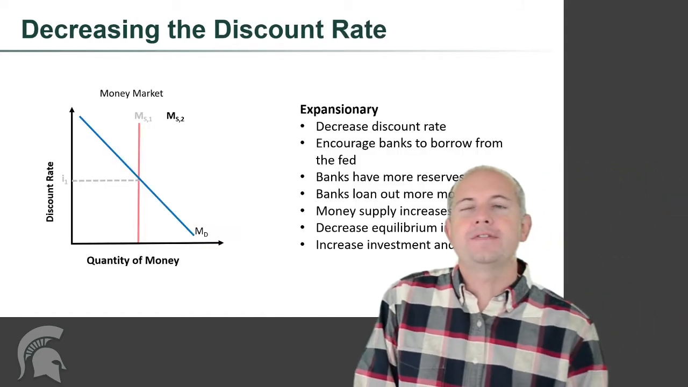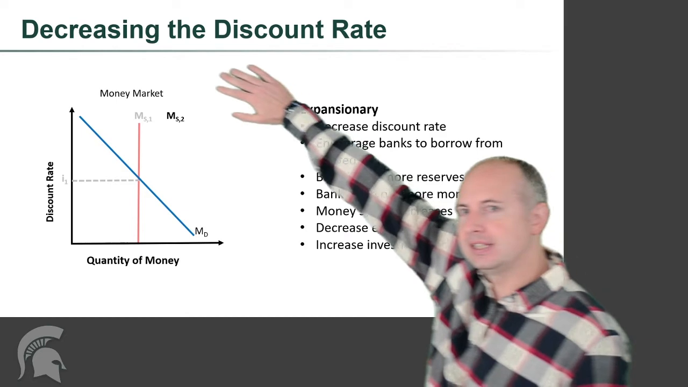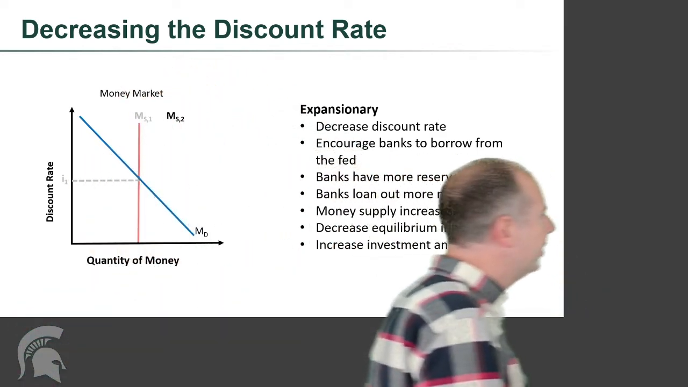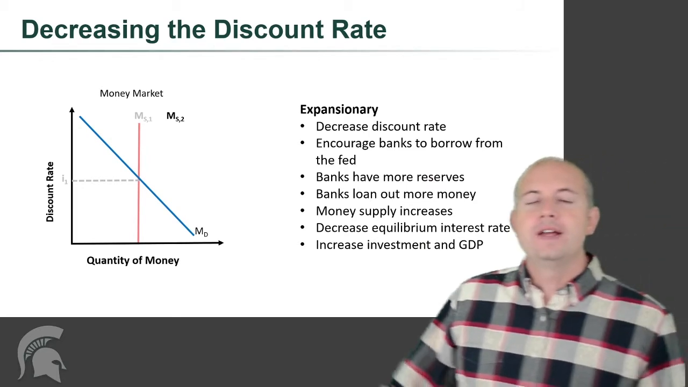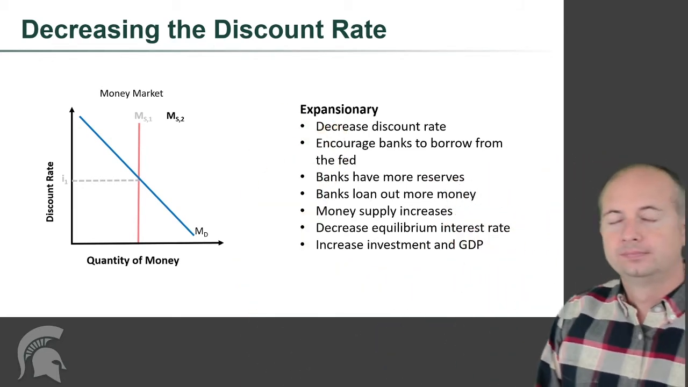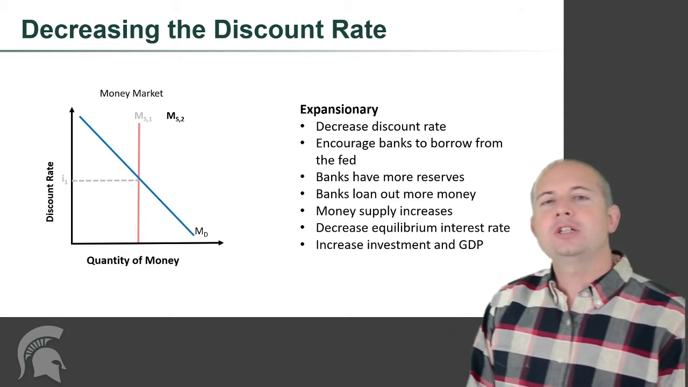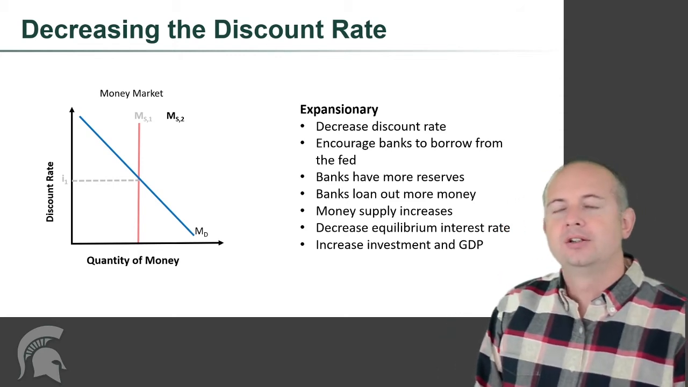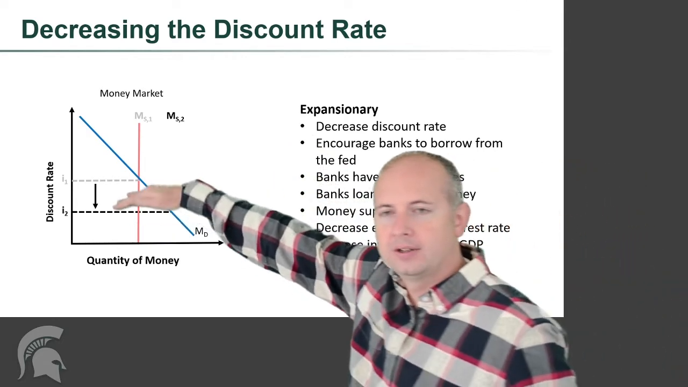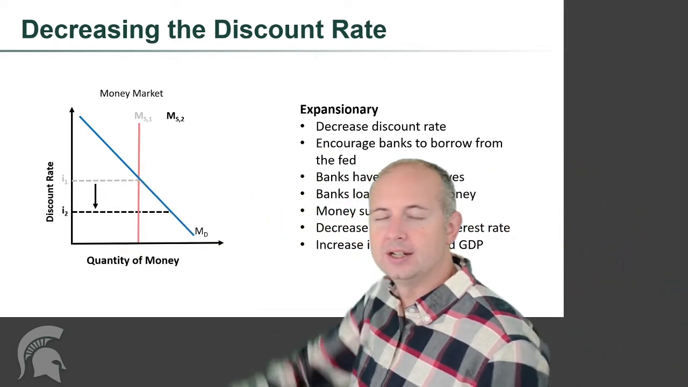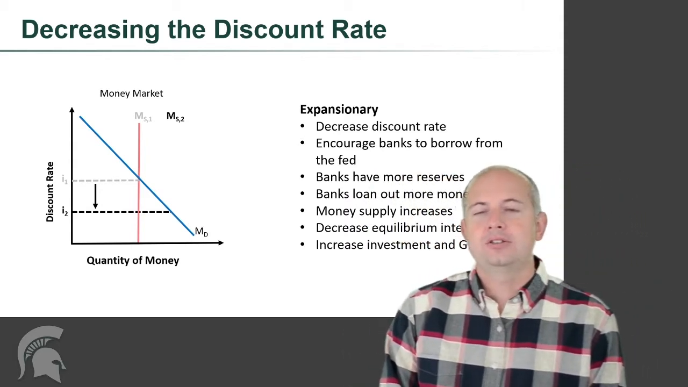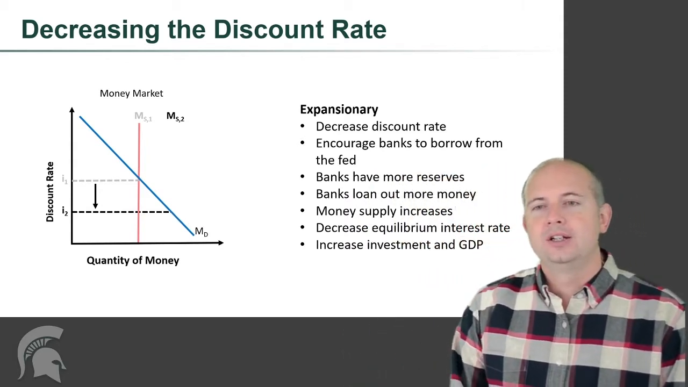So one thing the Fed can do is decrease the discount rate. They can choose to lower the rate. Well, this is an example of expansionary monetary policy. So with expansionary monetary policy, we are going to decrease the discount rate. So here we go, it was here, down to here. When we do that, that will encourage banks to borrow from the Fed.